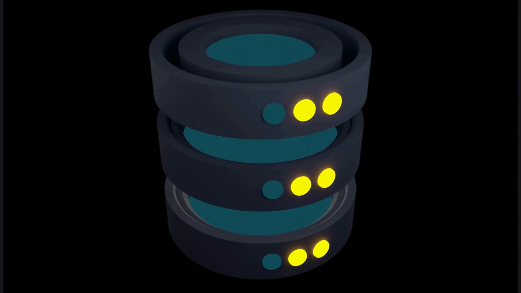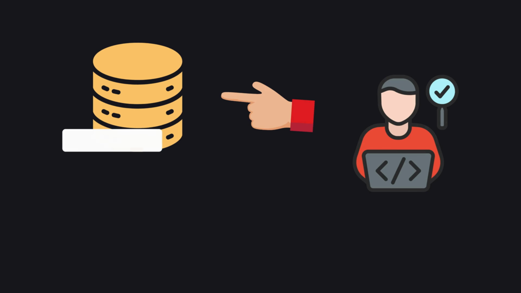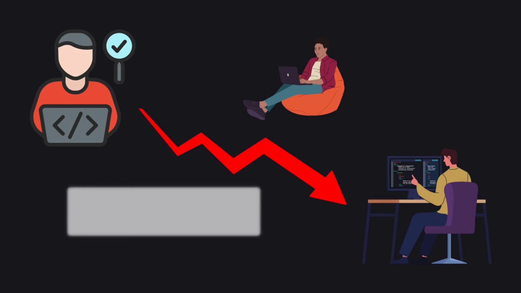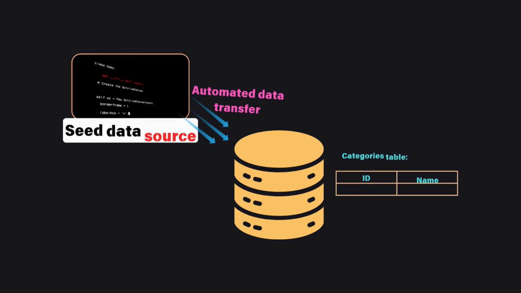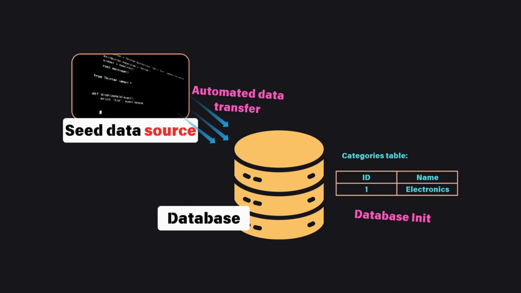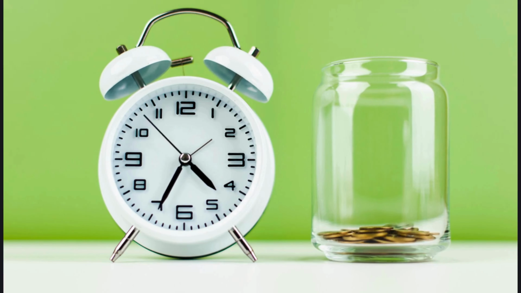Every time you set it up, you have to manually add categories, products, and users. This slows down development and testing. Seed data solves this problem. It's preloaded data that initializes your database with essential values, saving time and ensuring consistency.